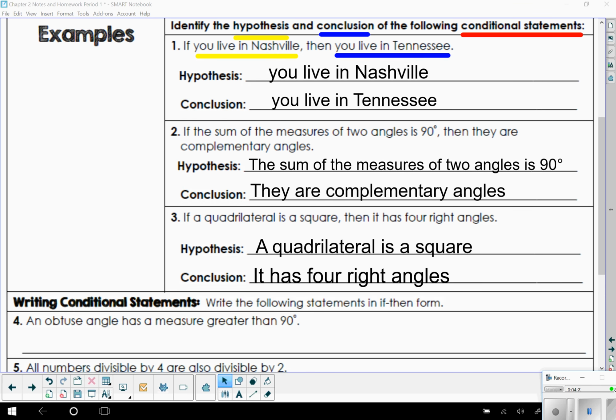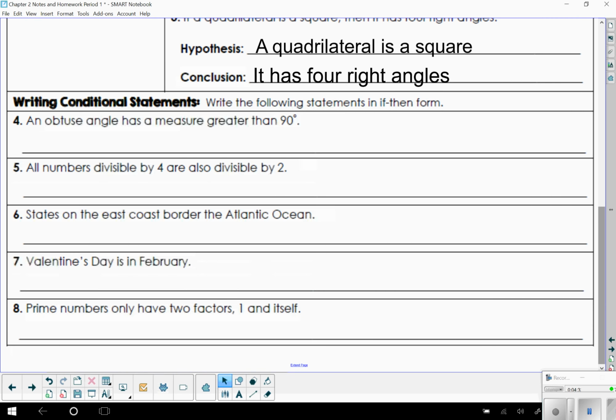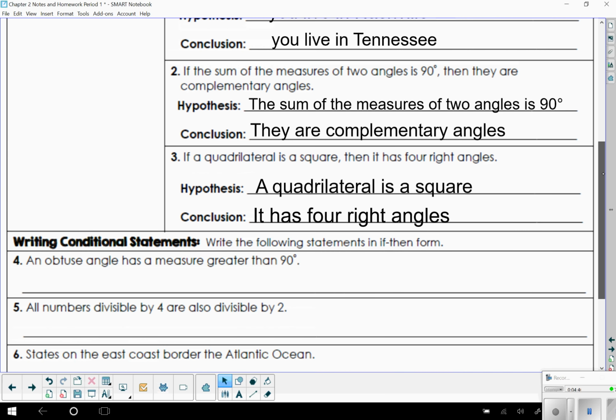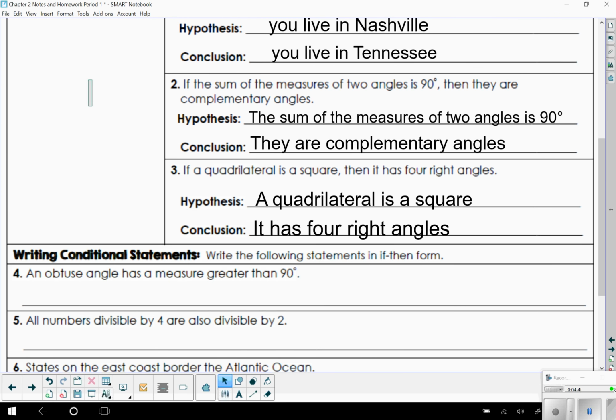Okay, so hopefully you got those as your answer. I'm going to keep going, so if you want to write those down, you need to pause the video. So down here, writing conditional statements, write the following statements in if-then form. You have to remember, and let's go back up here for a second.